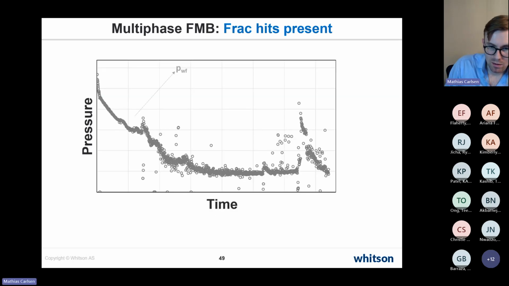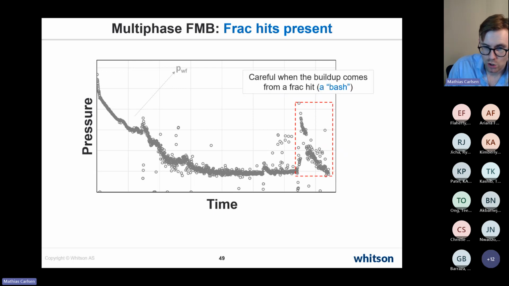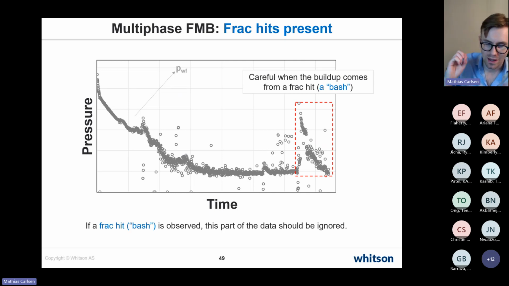If there's a buildup from a frac hit, we should just go ahead and ignore it and not use it for, at least, primary depletion type of work. So any type of external source depends a little bit on what you want to do. I'm going to look at a refrac example later. If you actually want to quantify the uplift from that, then go ahead and use it. If not, you should just ignore it.